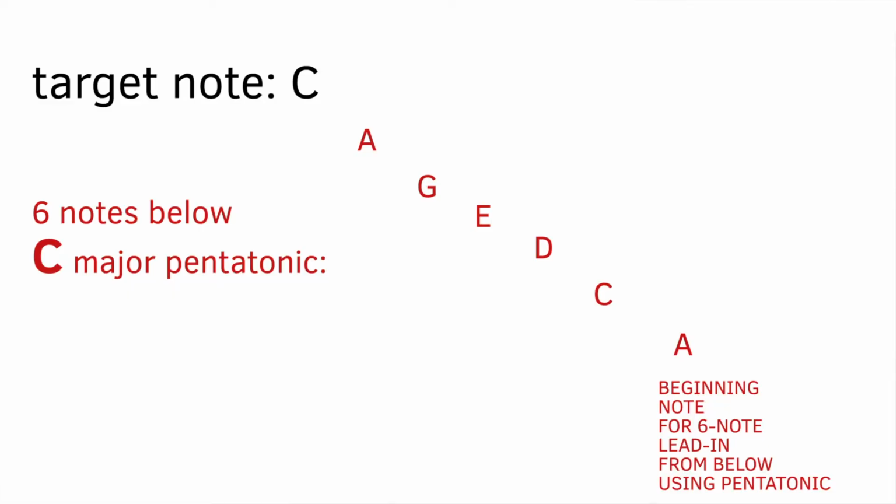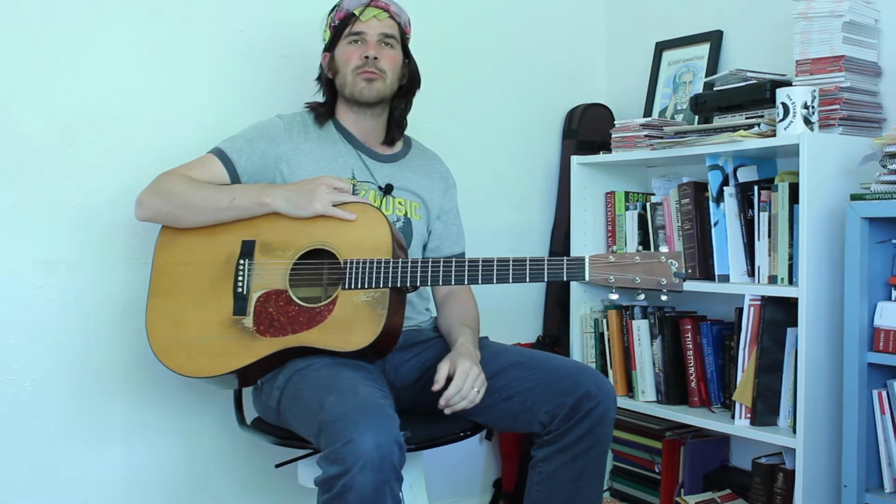C pentatonic below 6 notes. We'd start counting from the first note below C in C pentatonic. 1, 2, 3, 4, 5, 6. So if we were to approach that note C from 6 notes below using the C pentatonic and not the G pentatonic, we'd start the C pentatonic on an A note.